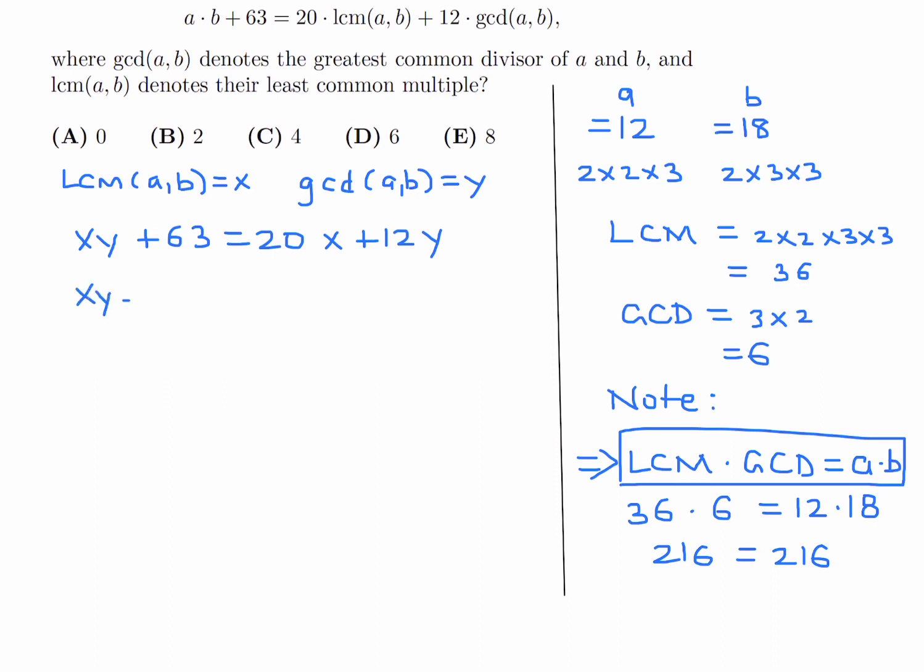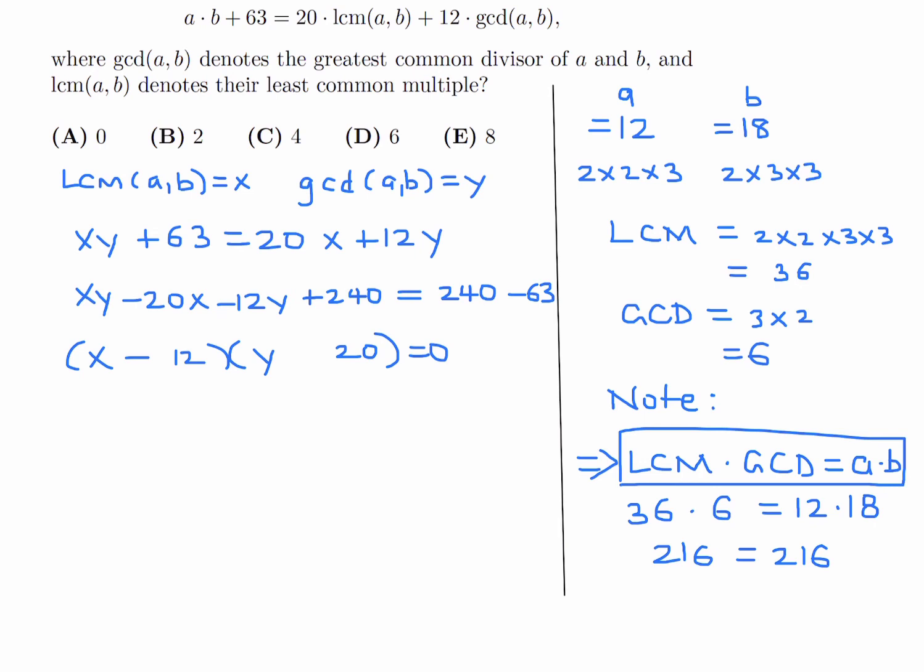Let's put the xy on this side, minus 20x minus 12y, and on this side we will put the minus 63. Now I'd like to factor this, and I can do so by introducing 240 to both sides. Whatever I add on one side, I have to put on the other side. Now this side factors very nicely: x minus 12 times y minus 20. And on this side, 240 minus 63, which is 177.